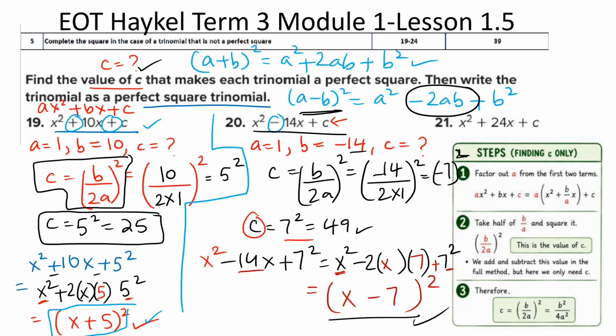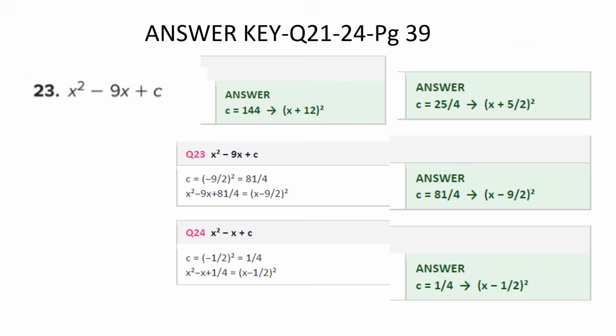So this is how you do the question. You find the value of C using formula and then do the factors. Now please check your answers using the answer key. Okay, so as promised, I'm showing you the answer key. This is the answer key for question 21, which was x square plus 24x plus c. So the answer is this one. For answer 22, the answer is this one. For answer 23, this one, and for answer 24, this one.